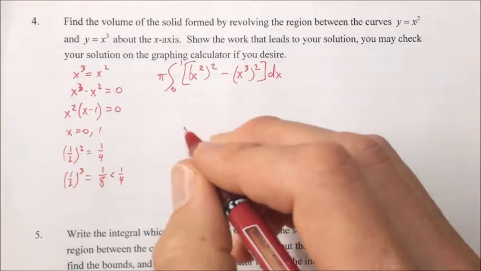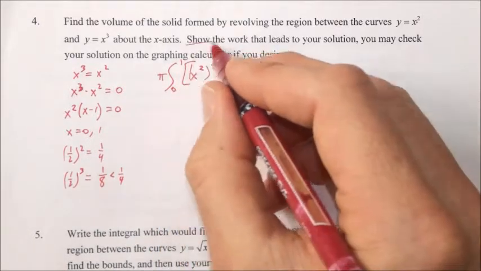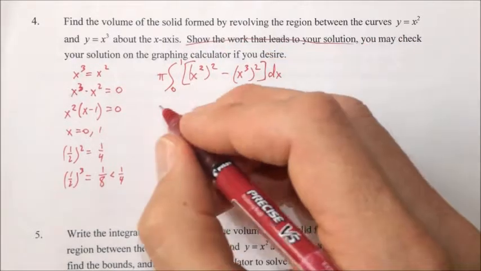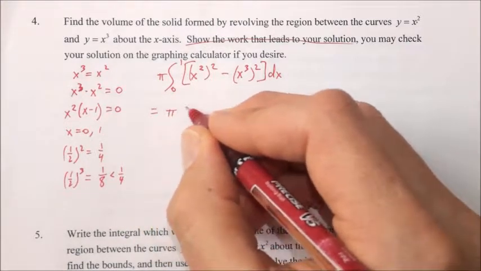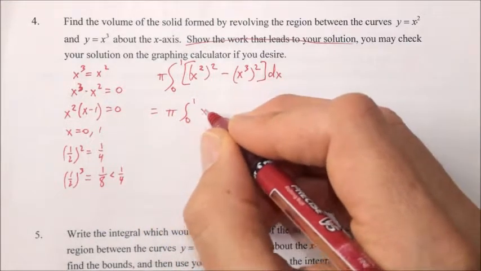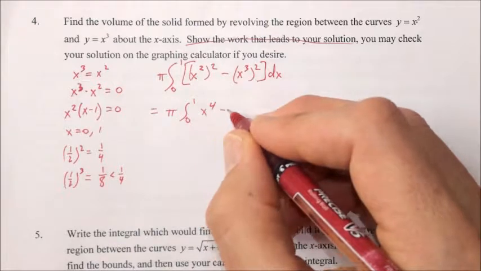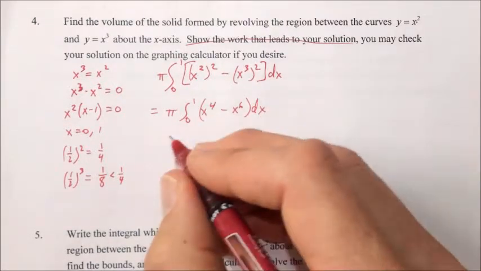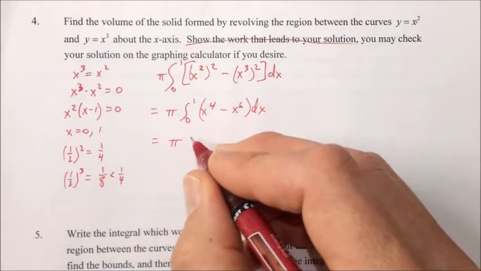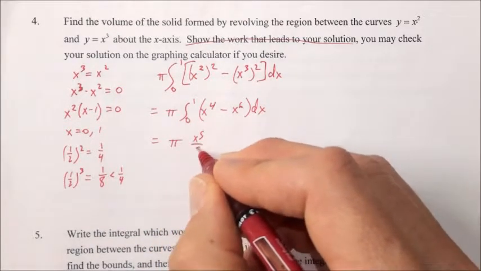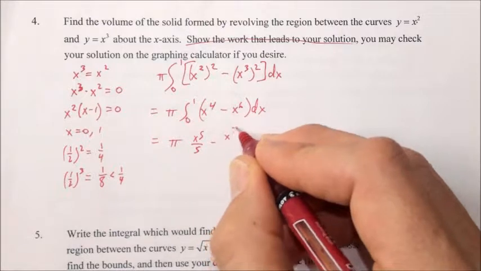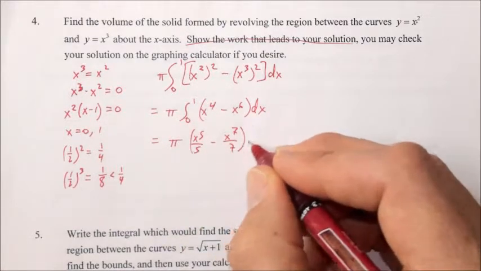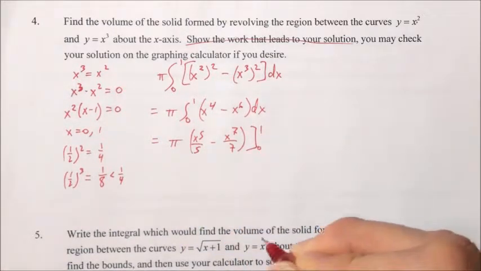We're now ready to do our work. It says show the work that leads to your solution, and you can check it on the graphing calculator. So here we go. We got pi out front, the integral from 0 to 1, x squared squared is x to the 4th, x cubed squared is x to the 6th, and that's given a dx. Now we antiderive. Pi, x to the 4th becomes x to the 5th over 5, x to the 6th becomes x to the 7th over 7, and that's being evaluated from our 2 best friends, 0 to 1.